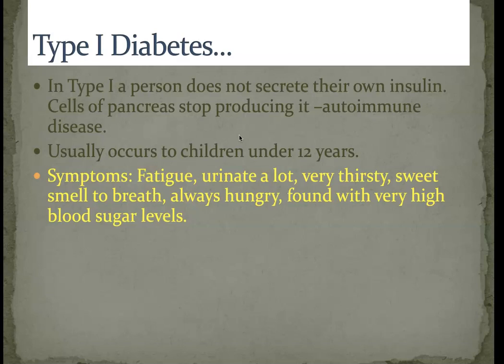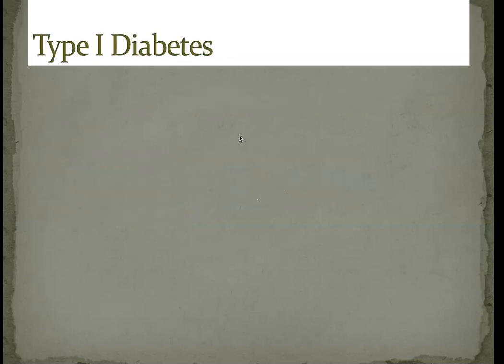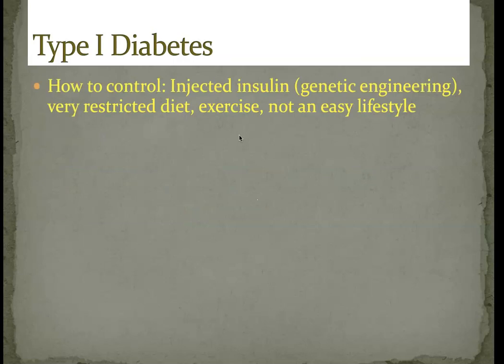That's a lot of times what it takes to diagnose it, because again, their other symptoms may go unnoticed for a while until you know what you're looking for. So how do you control it? Well, they have to do what the body cannot. They have to inject insulin. They have to replace the insulin that their body is not making.